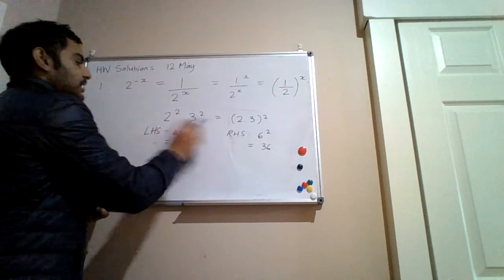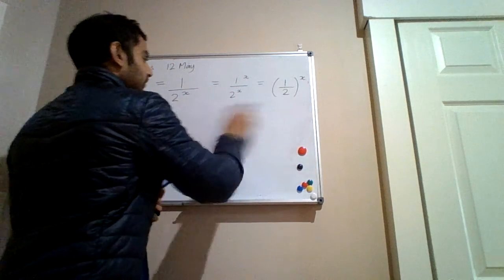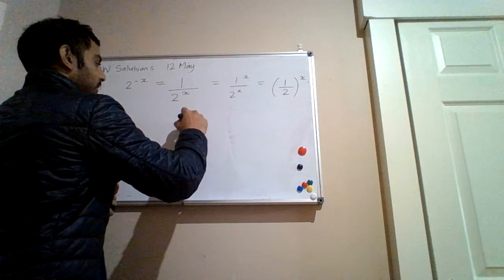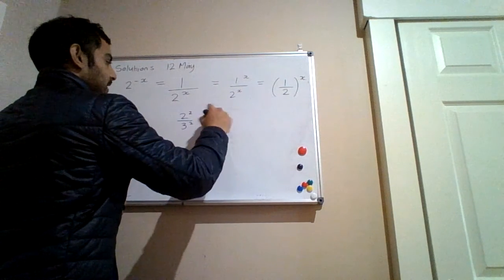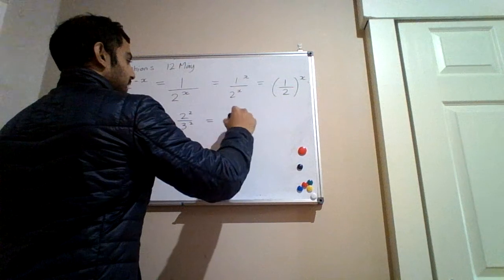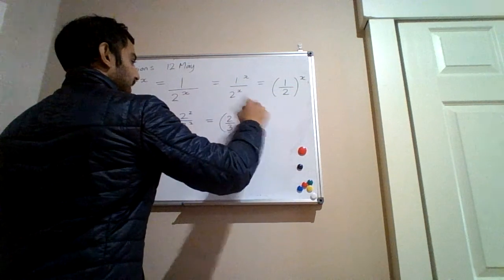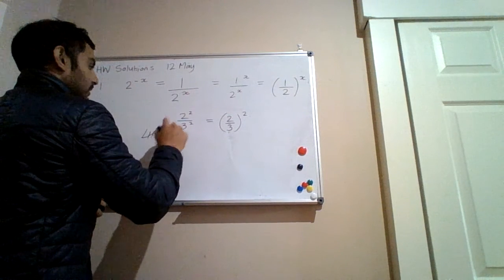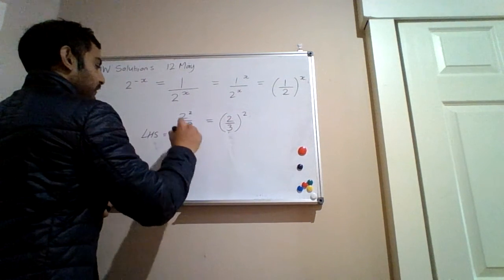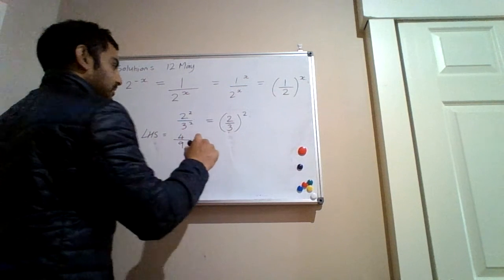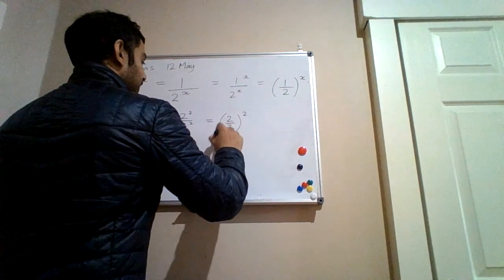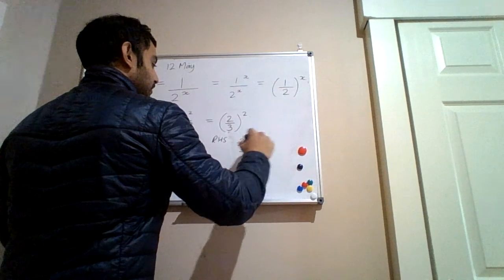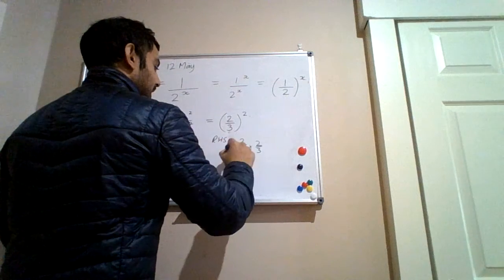Let's just check with division. If we have 2 squared over 3 squared, then our rule tells us we could write it as (2 over 3) to the power of 2. If we look at the left-hand side, we've got 2 squared at the top, which is 4, and 3 squared at the bottom, which is 9. On the right-hand side, it's (2 over 3) squared, which is 2 over 3 times 2 over 3.